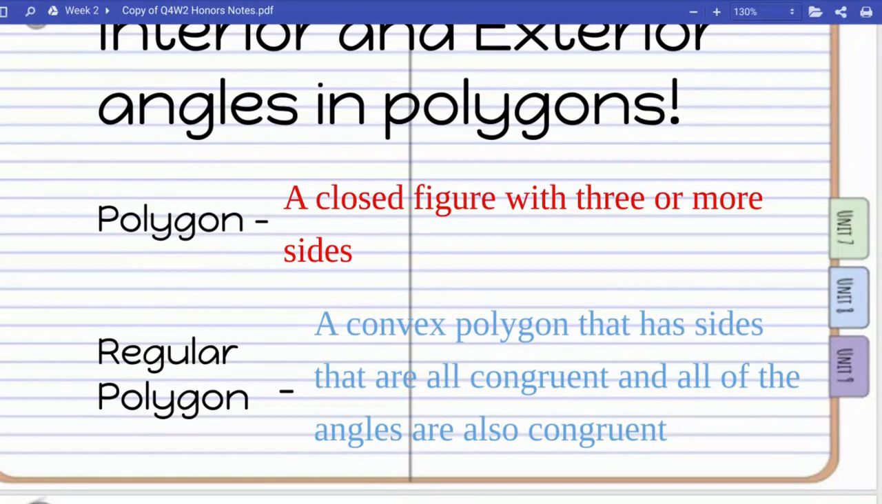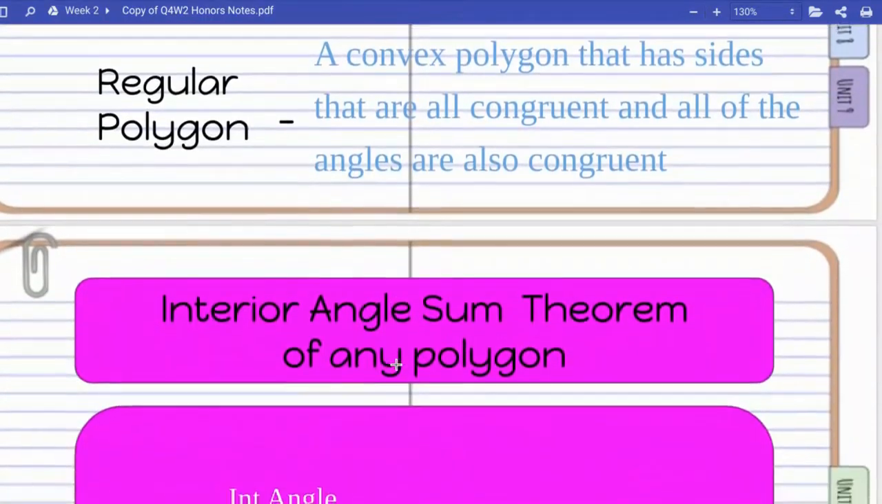So a three-sided figure is called a triangle. Well, in the triangles, a regular triangle is equilateral. A four-sided figure is a quadrilateral. A regular quadrilateral would be the square. And then all the other shapes after that, pentagon, hexagon, and so on, we just call those regular pentagons or regular hexagons if all sides are congruent and all angles are congruent.